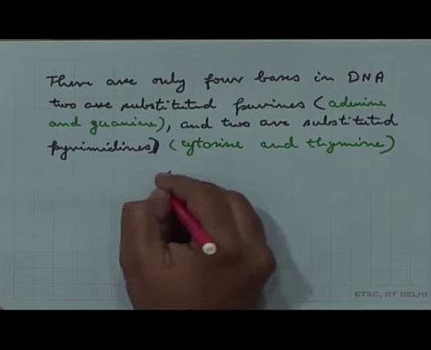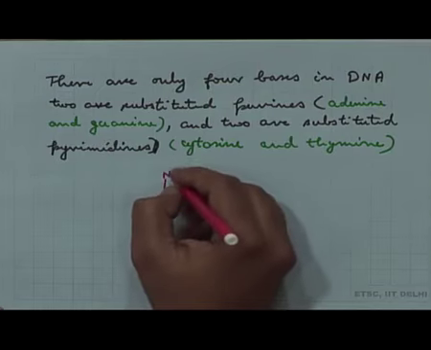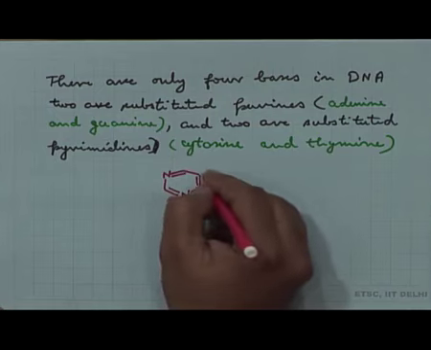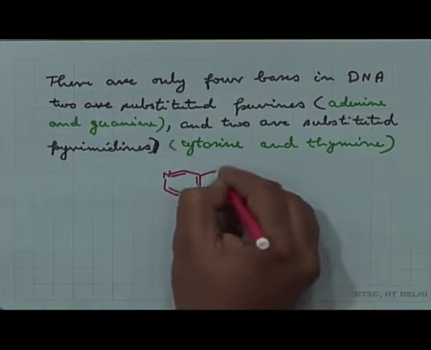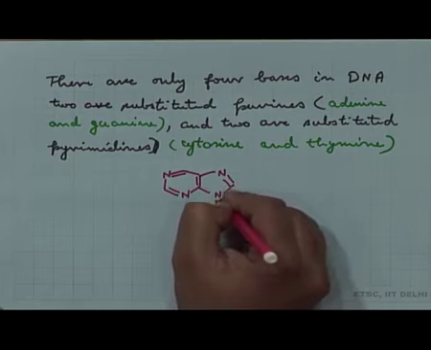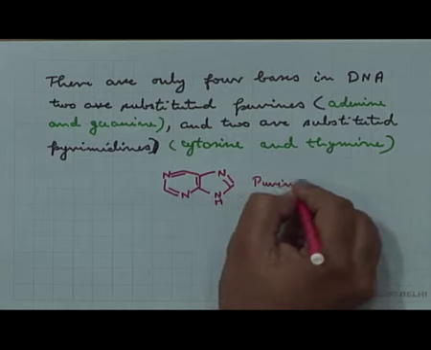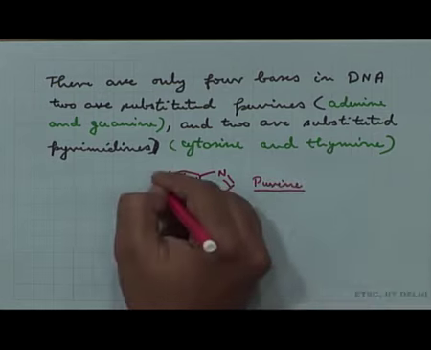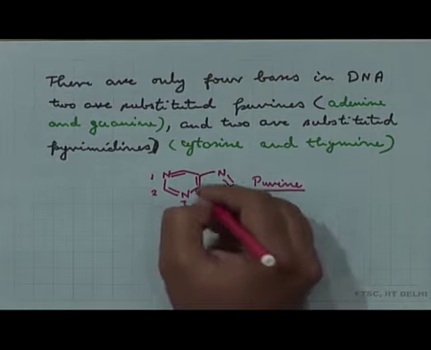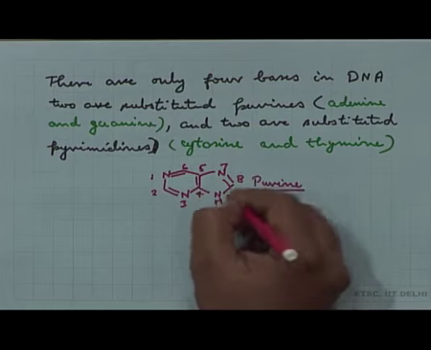Purine base has a 6 and 5 membered fused ring. So, I have drawn here a 6 membered ring and then this is a 5 membered ring. This is purine. How to number it? 1, 2, 3, 4, 5, 6, 7, 8 and 9.